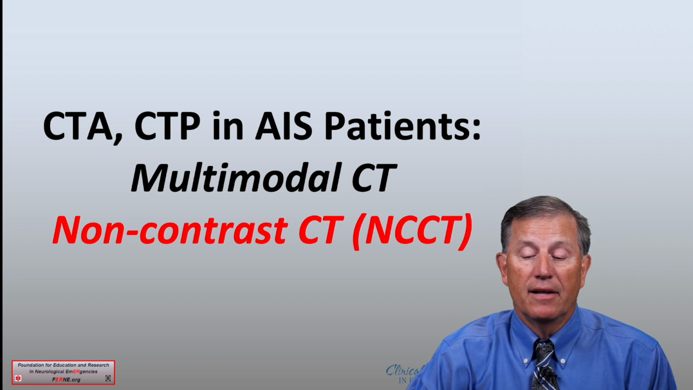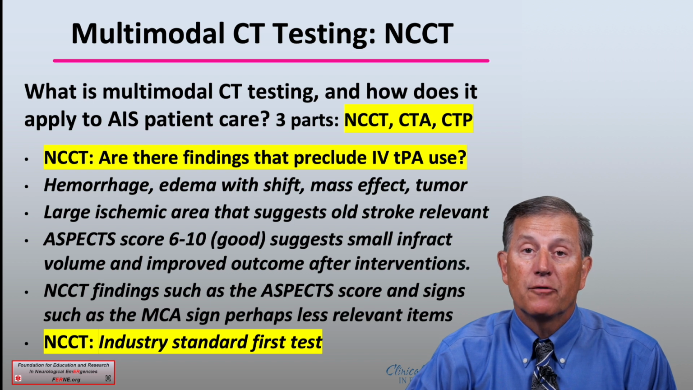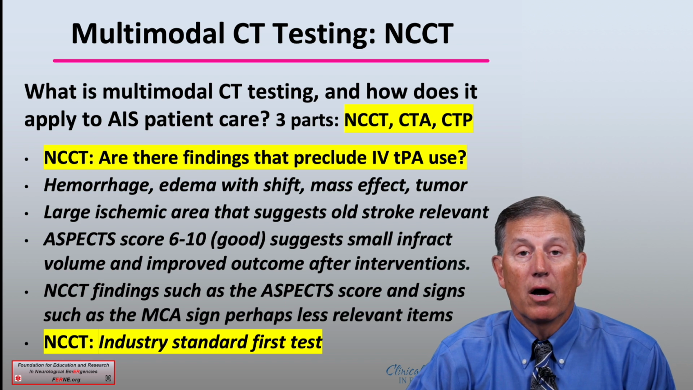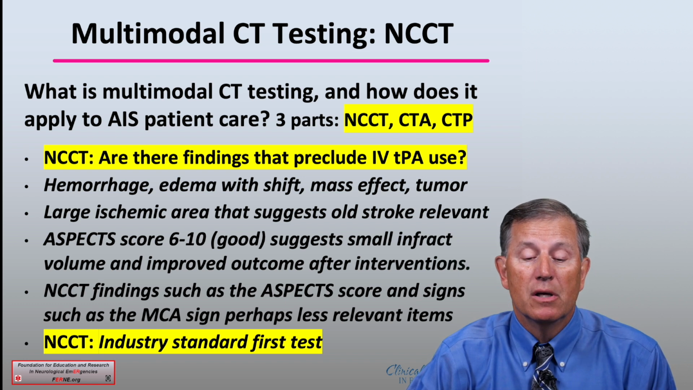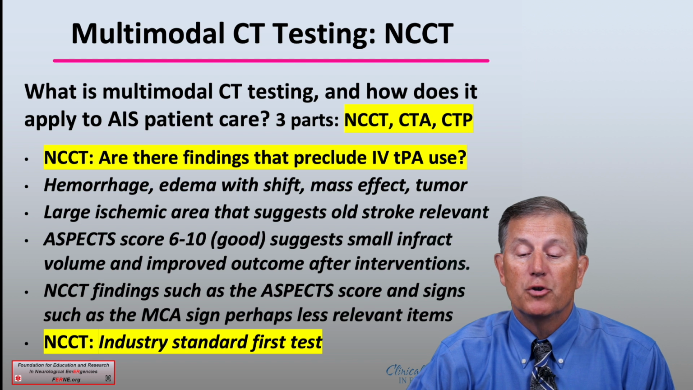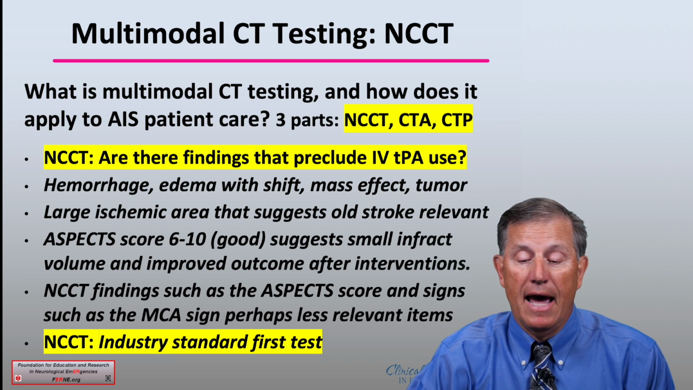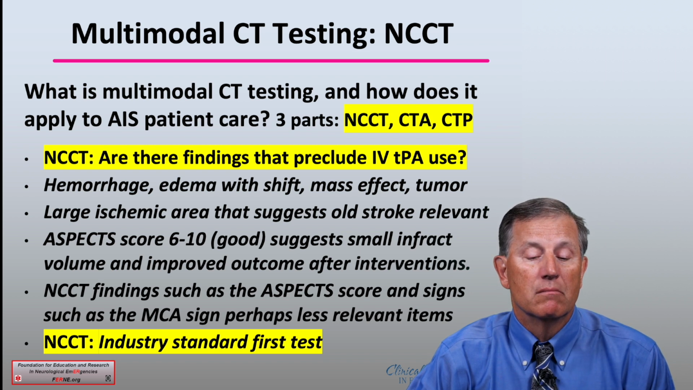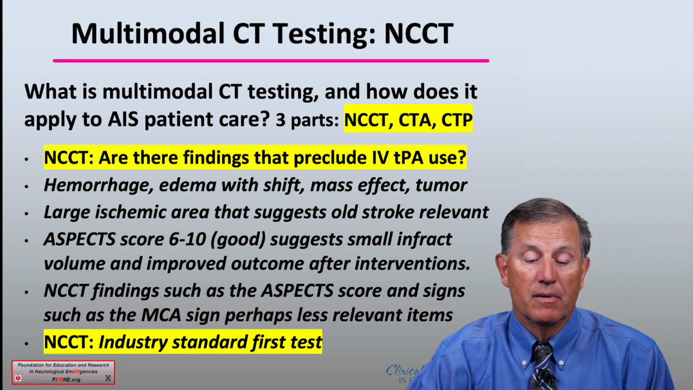The first is a non-contrast CT. So the first part is to say, on the non-contrast CT, are there findings that preclude the use of IV TPA or other thrombolytic therapies? In other words, on the non-contrast CT, are there areas of hemorrhage, edema with shift, mass effect, or tumor? Or is there a large ischemic area that suggests that there is an old stroke present at the time of this evaluation? The ASPECTS score of 6 to 10, which is good, suggests that there is a small infarct volume and likely improved outcomes after our acute interventions.